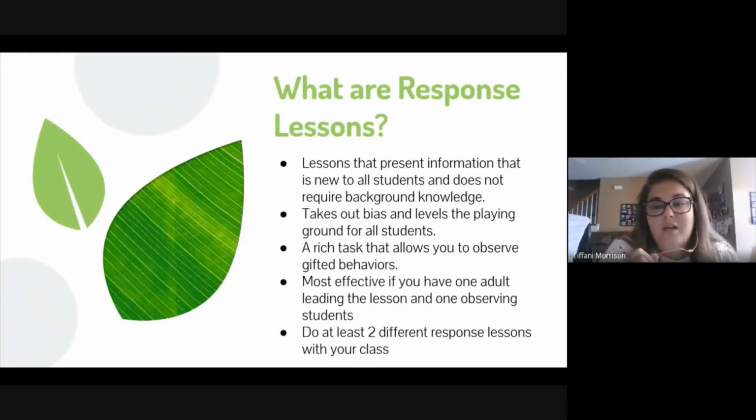And you want to try to do two different response lessons with your class. Some of the response lessons target different skills, different gifted behaviors. So it's good to try to find two that have some of those different skills as well. So you're looking for different things.